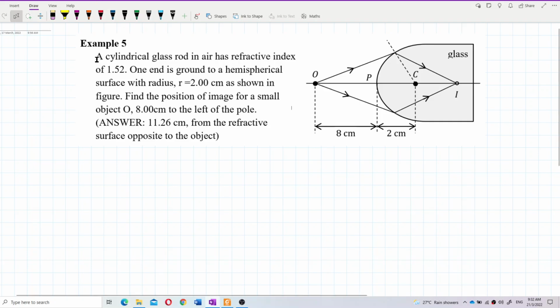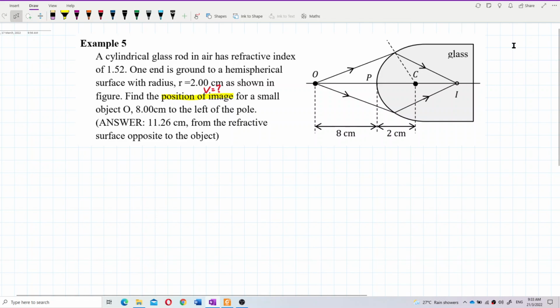A cylindrical glass rod in air has refractive index of 1.52. One end is ground to a hemispherical surface with radius 2 cm as shown in the figure. Find the position of image for a small object O, 8 cm to the left of the pole. So now we want to find the position of the image, the image distance, which is V. We need to find V.